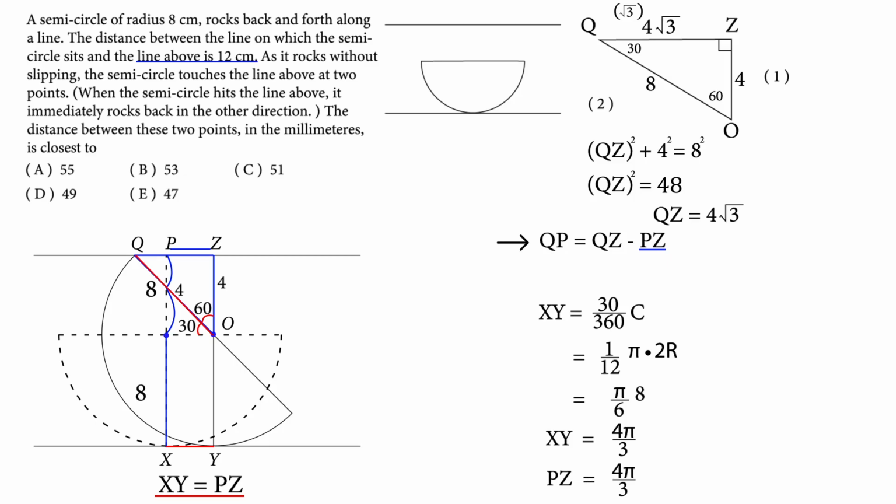So going back to this formula right here, qp is equal to qz, which is 4 root 3, minus pz, which is 4 pi over 3. And if you take out your calculator and you get an exact value in decimals, you will get 2.741 approximately. Now remember, QP is only half of the distance we are looking for, because if you go back to the question, you'll see that when this semicircle rocks back and forth, it will touch the top line at 2 points.